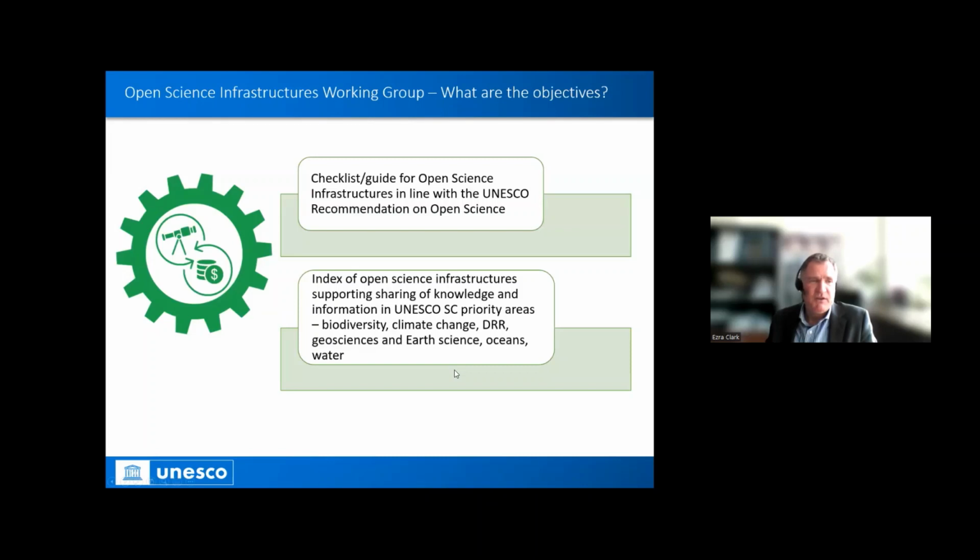Next slide, please. Just to remind ourselves of the objectives of the working group: to jointly produce a checklist or guide for open science infrastructures in line with the recommendation on open science, and also an index on open science infrastructures, supporting the sharing of knowledge and information in UNESCO science priority areas, which are diversity, climate change, disaster risk reduction, geosciences, earth science, oceans, and water.